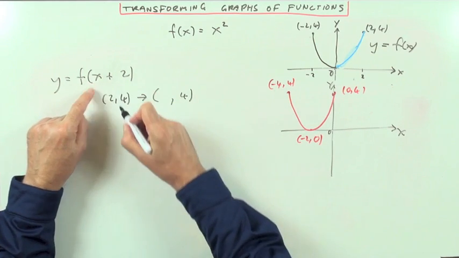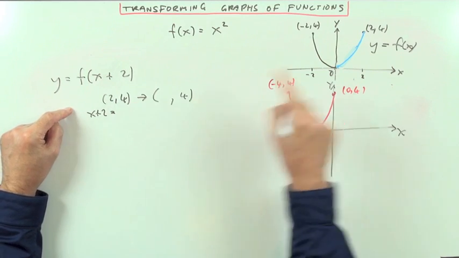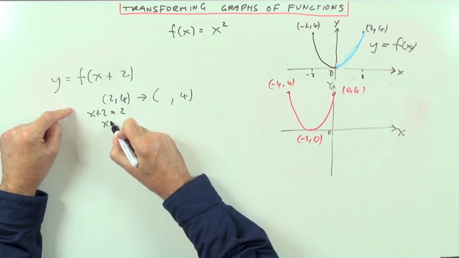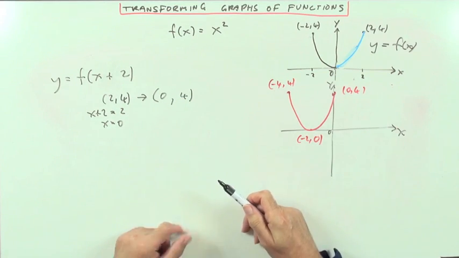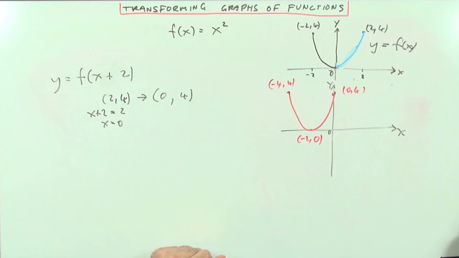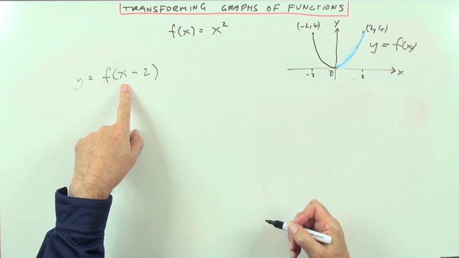Well, x plus 2 was the original position. So x plus 2 was the original position 2, which means the new position is going to be take away 2, which is 0. So (2, 4) should go to (0, 4), going back 4. And the same for the other ones. Or y equals f of x minus 2.